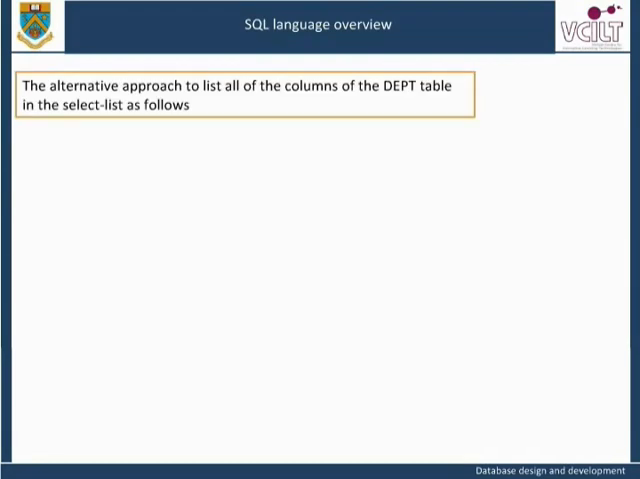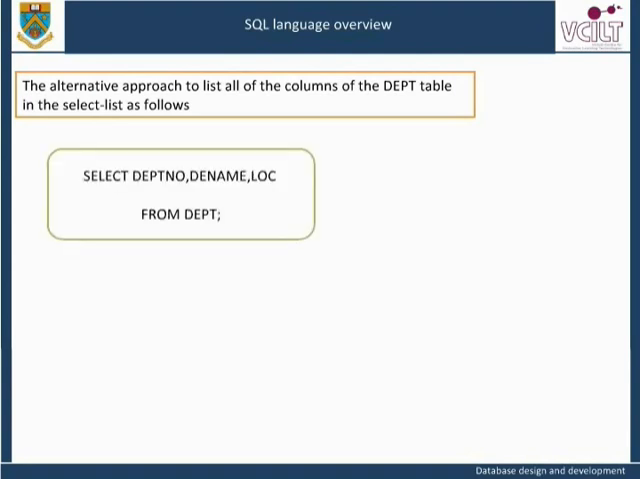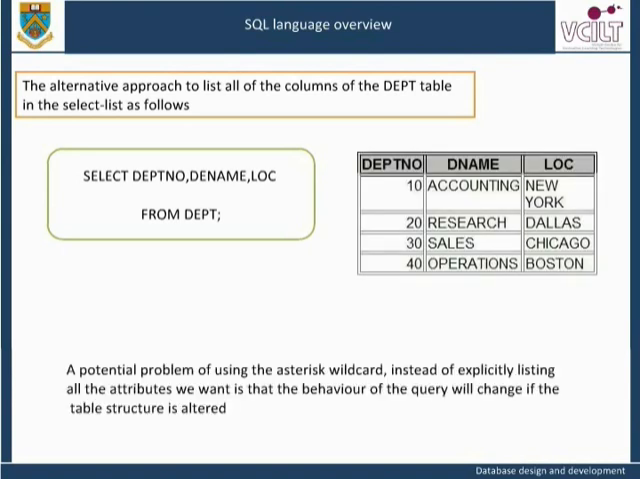The alternative approach is simply to list all of the columns of the department table in the select list as follows. Select department number, department name, location from department. The result of executing either of these queries on our department table at this time is the following. A potential problem of using the asterisk wildcard instead of explicitly listing all the attributes we want is that the behavior of the query will change if the table structure is altered. For example, if we add new attributes to the department table, the select asterisk version of the query will then list the new attributes. This is a strong motivation for avoiding the use of the asterisk wildcard in most situations.